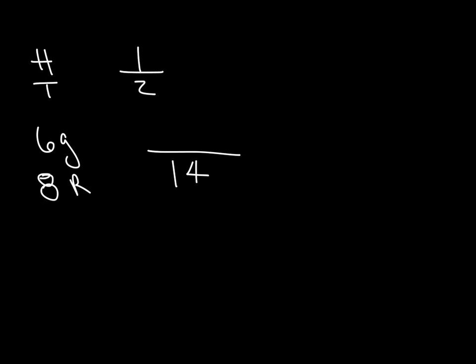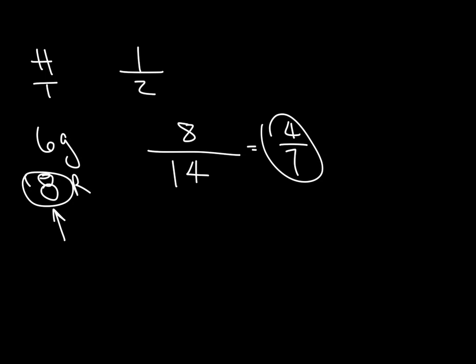We're looking for red ones. So this is the number that we want. We want one of the red ones, so that number goes on top. And then we just reduce. So 4 out of 7. Okay, so that's the probability, 4/7, that we will be able to get a red marble.